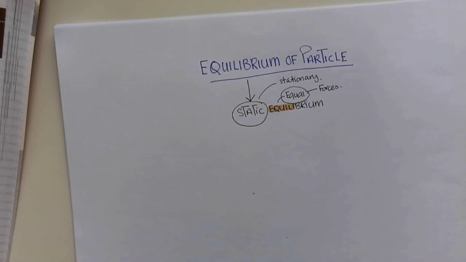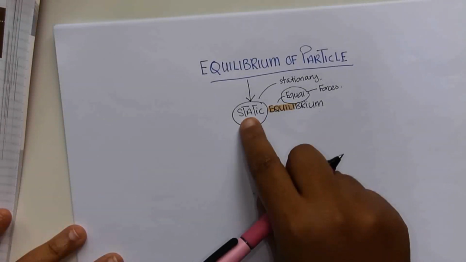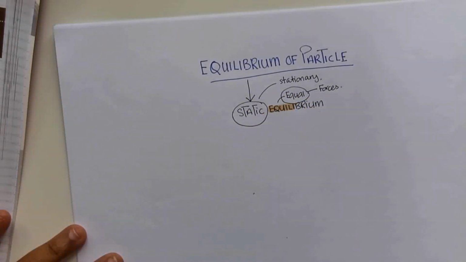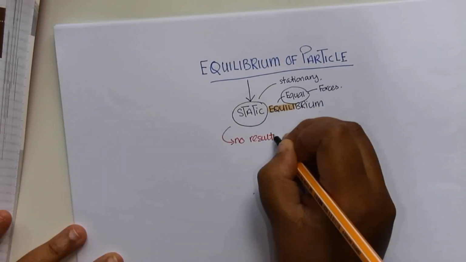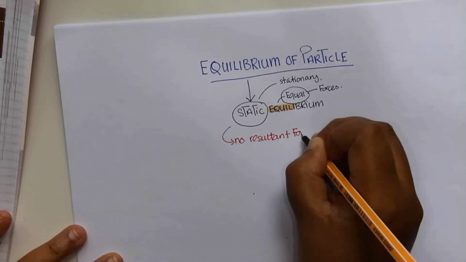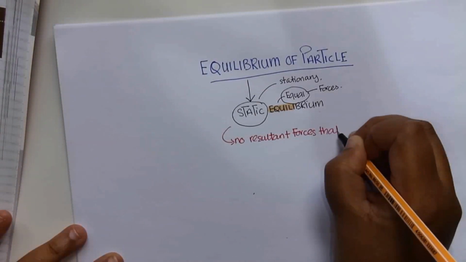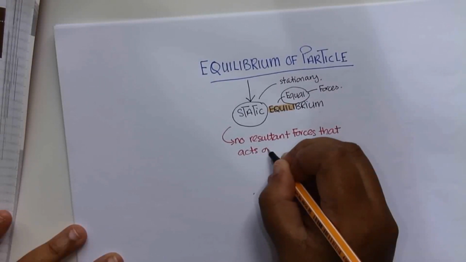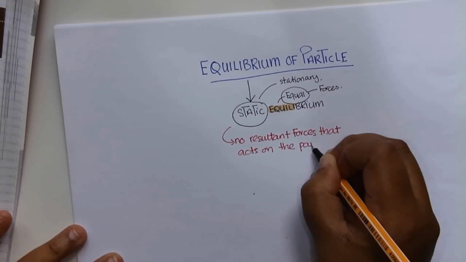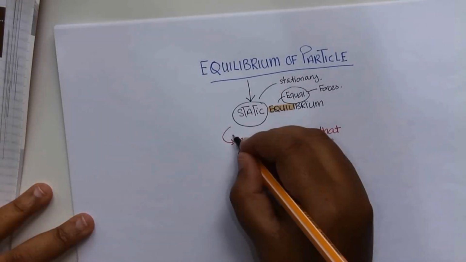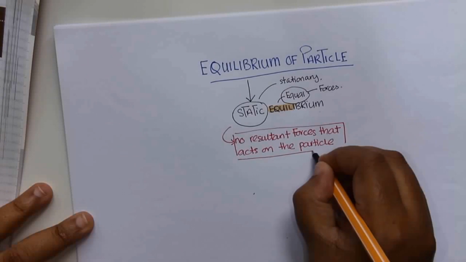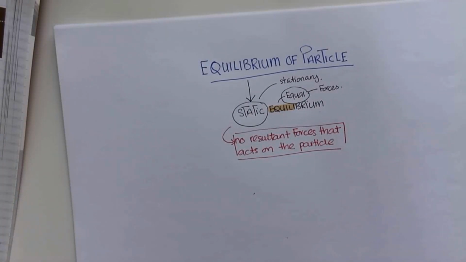So the condition for a particle to be in static equilibrium is that there is no resultant force that acts on the particle. In other words, this is the concept for the equilibrium of a particle. No resultant force acts on the particle, or we can say the vector sum of the forces on the particle is 0.